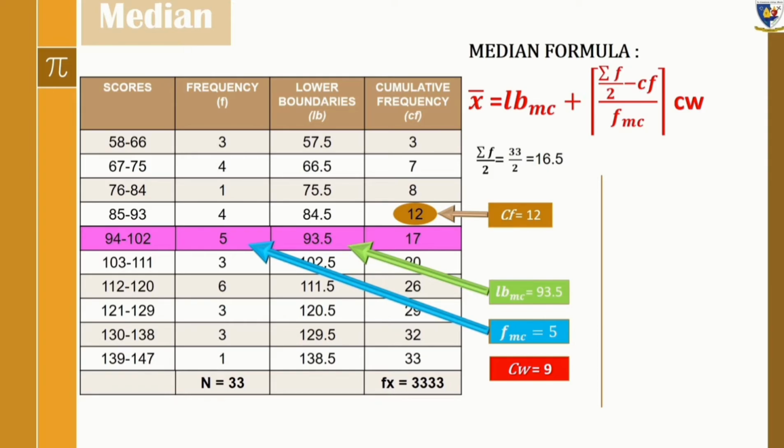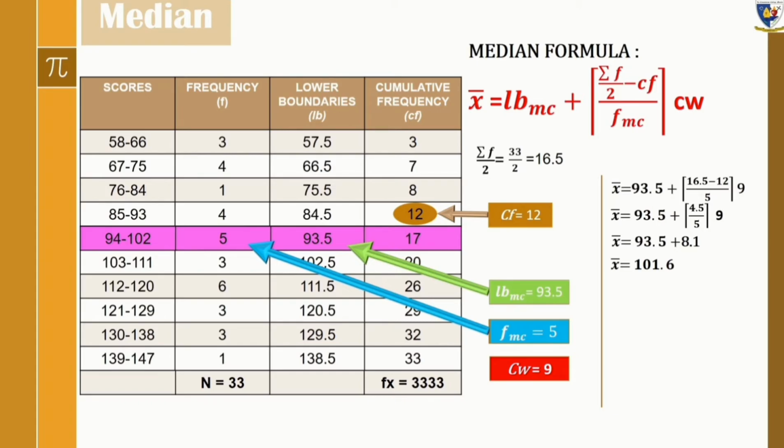Now that we know the exact values, we will just apply them. So x bar equals LB, or 93.5, plus the quantity summation of f over 2, which is 16.5, minus CF, or 12, over the frequency, that is 5, times 9. So we must first compute the number inside the brackets. So it is equal to 93.5 plus 4.5 over 5 times 9. Then it becomes 93.5 plus 8.1, and our final answer is 101.6.